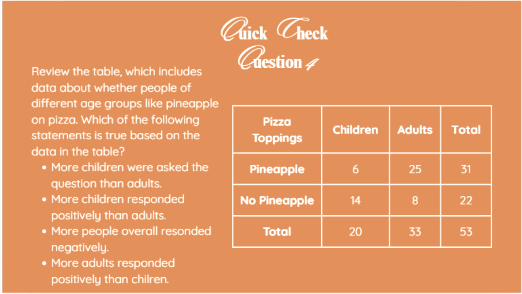Quick check question number 4. Review the table, which includes data about whether people of different age groups like pineapple on pizza. Which of the following statements is true based on the table? Okay, more children were asked the question than adults. More children responded positively than adults. More people overall responded negatively. More adults responded positively than children. So you're going to find each of these on your chart and figure out which one is actually true.